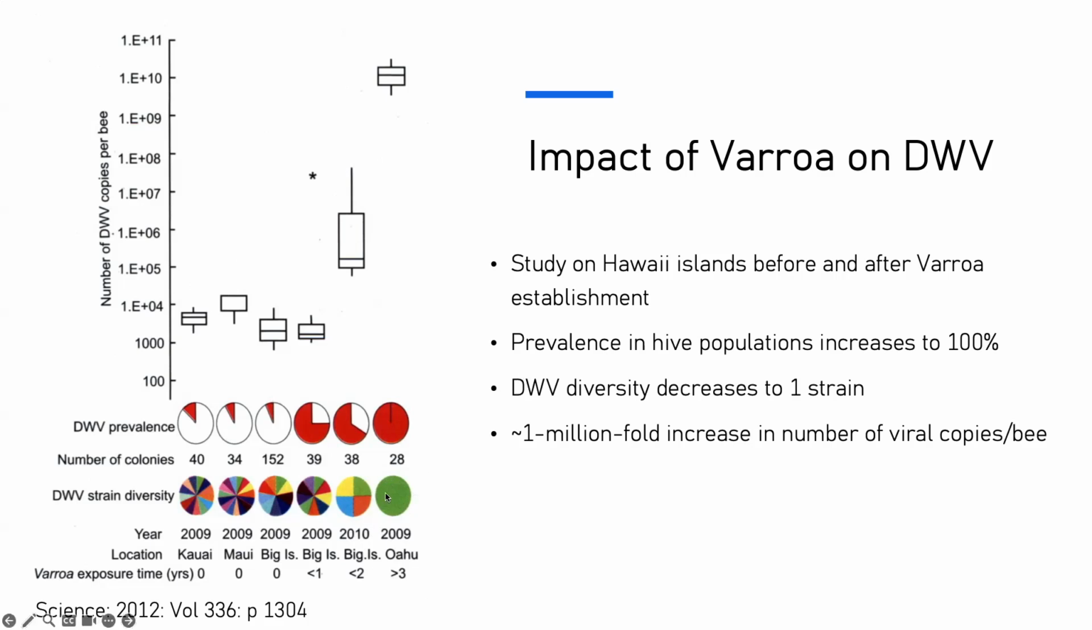Also in that paper, they say that they had up to a 1 million-fold increase in the number of viral particles or viral copies per bee. So when Varroa is present, you have much greater transmission, not only between hives, but also within the same hive. The number of viral copies in each bee increases dramatically when Varroa is present.